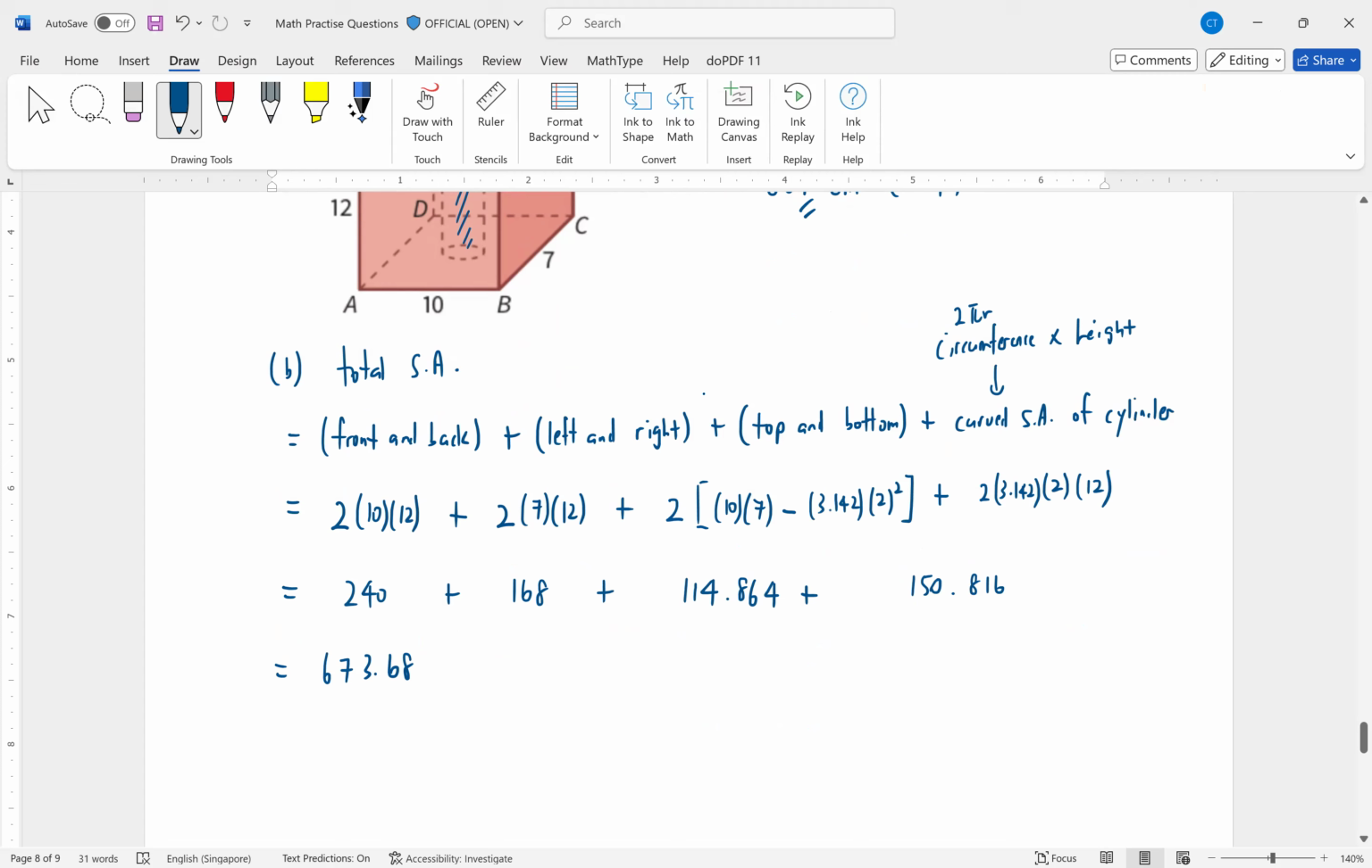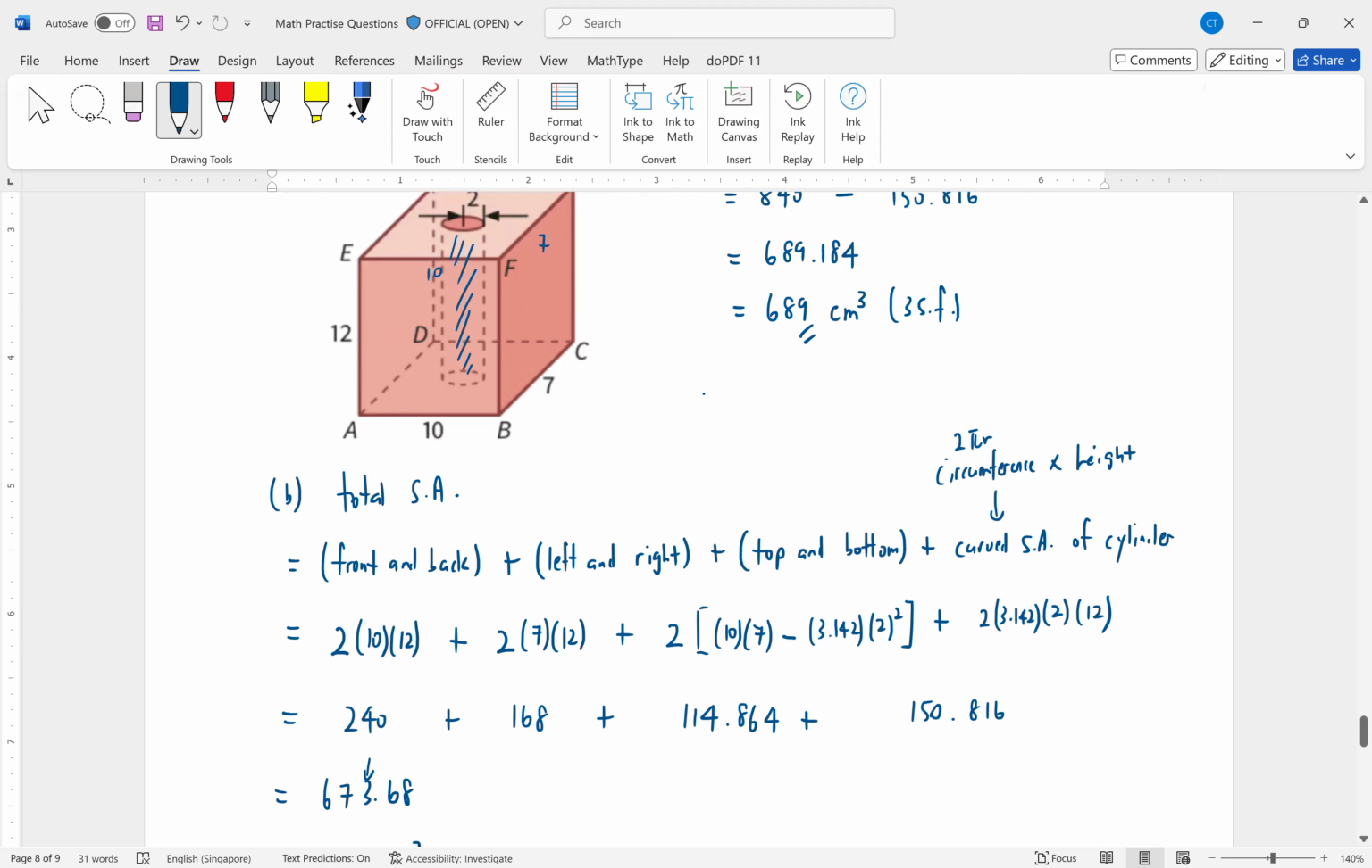If you round off to 3 significant figures, you want to round off this 3, you look at the 6, which is 6, so this becomes 4. So the total surface area will be in cm squared.